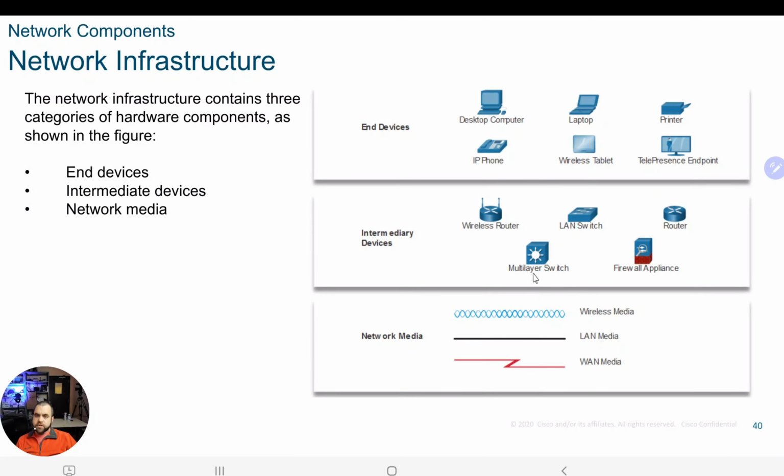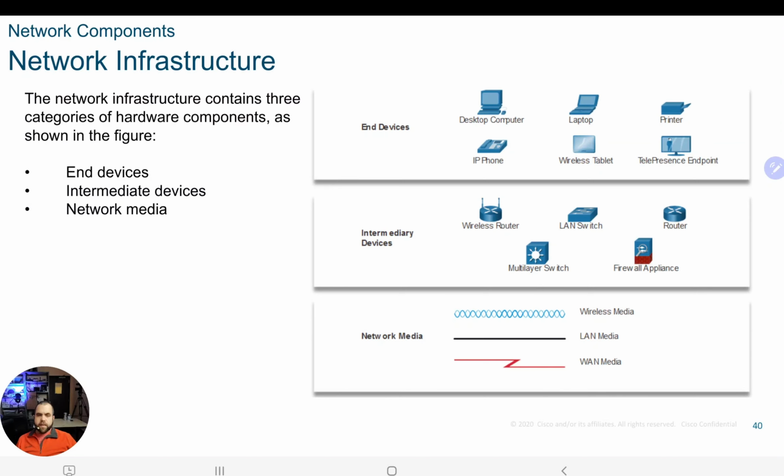You'll notice here we have a multi-layer switch, and those also go not just north and south, not just east and west, but every direction, and that's indicating that it can operate at those higher levels. So at layer 3, for example, it can do IP routing. And then we have our firewall appliance here.